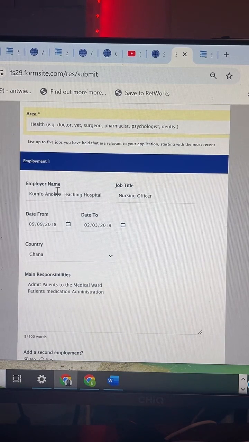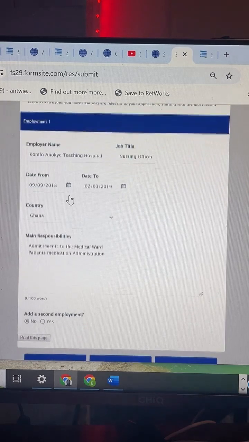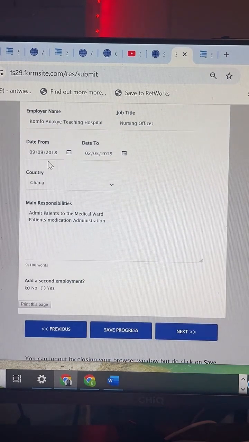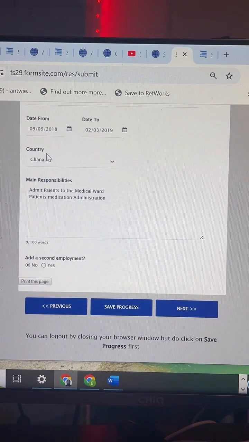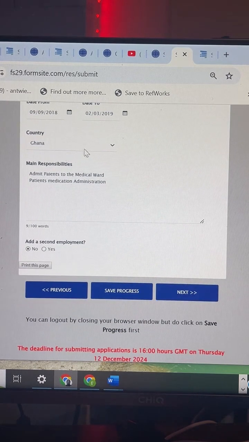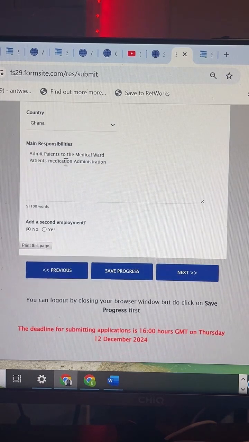And so if it's going to be your rotation or your service, you just type in the name of the facility that you're doing your service and then the job title. Whether you are a nurse intern, you just type it in there. And then the date from, and then to when you intend to complete your service. And then the country. So what are the main duties or your responsibilities? You go ahead and you type it in there.